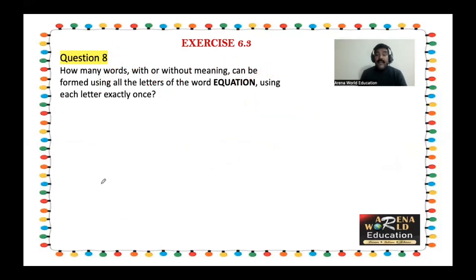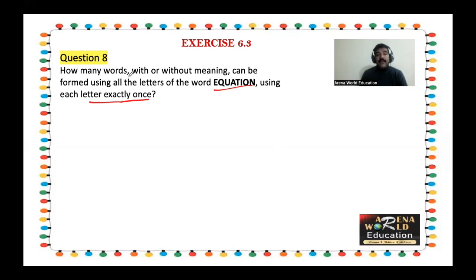So now question number 8. How many words with or without meaning can be formed using all the letters of the word EQUATION, using each letter exactly once, right? How we solve these types of questions, we had already discussed. First of all, we will check, is there any letter which is repeating? If we see this word EQUATION, all letters are distinct. And how many letters are there? 1, 2, 3, 4, 5, 6, 7, 8. 8 letters are there, right?